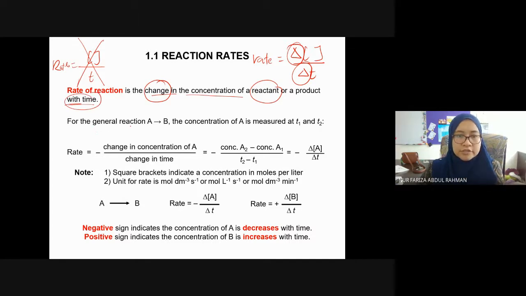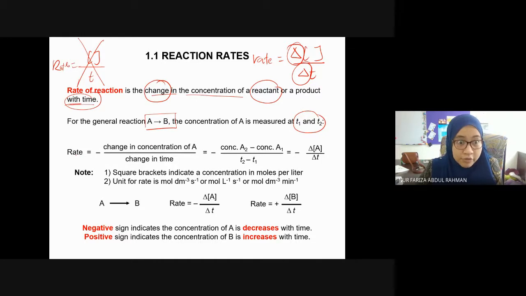All right. So for the general reaction A becoming B, this is the reaction A forming B. The concentration of A is measured at T1 and T2. So this is the duration of time given to us. We want to study A becoming B, so A is the reactant. So how can we calculate the rate of this reaction?